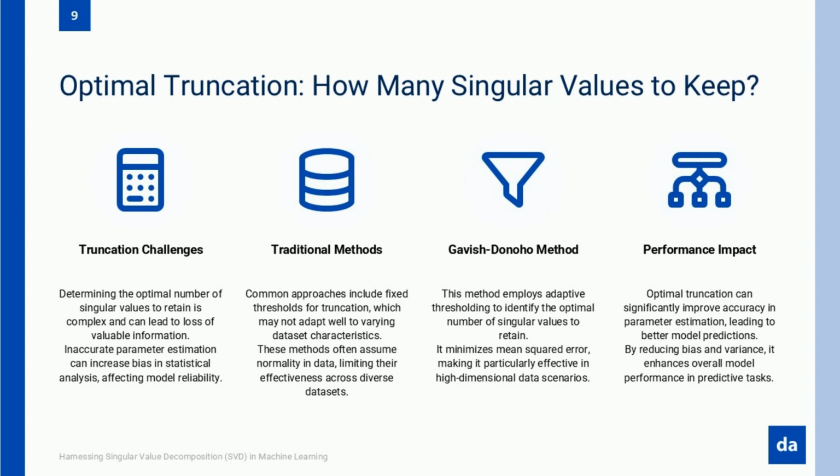In practice, a hybrid approach often yields the best results. Begin with statistical methods like Gavish-Donohoe to establish a baseline, then adjust based on application-specific requirements and performance validation on held-out data. Modern pipeline architectures can even incorporate adaptive truncation, where the threshold adjusts automatically based on ongoing performance metrics.